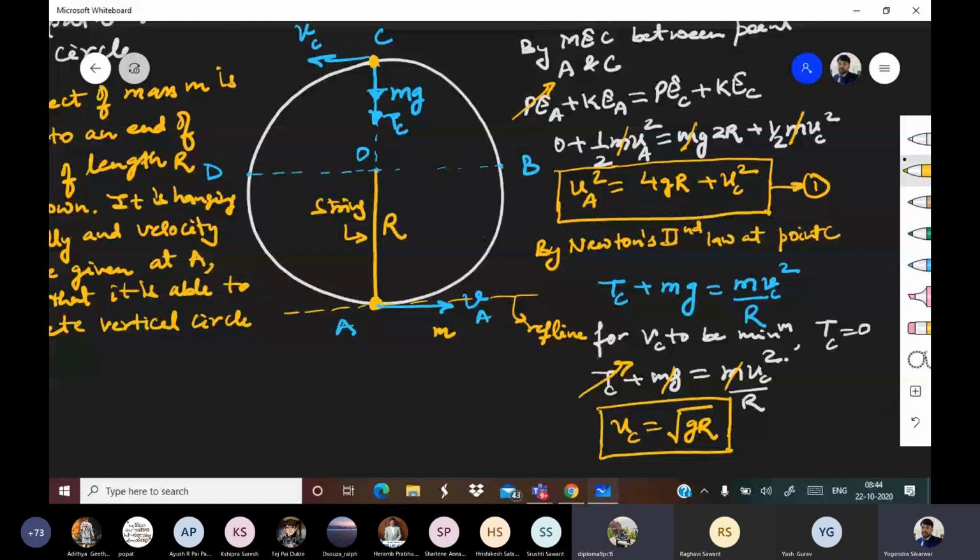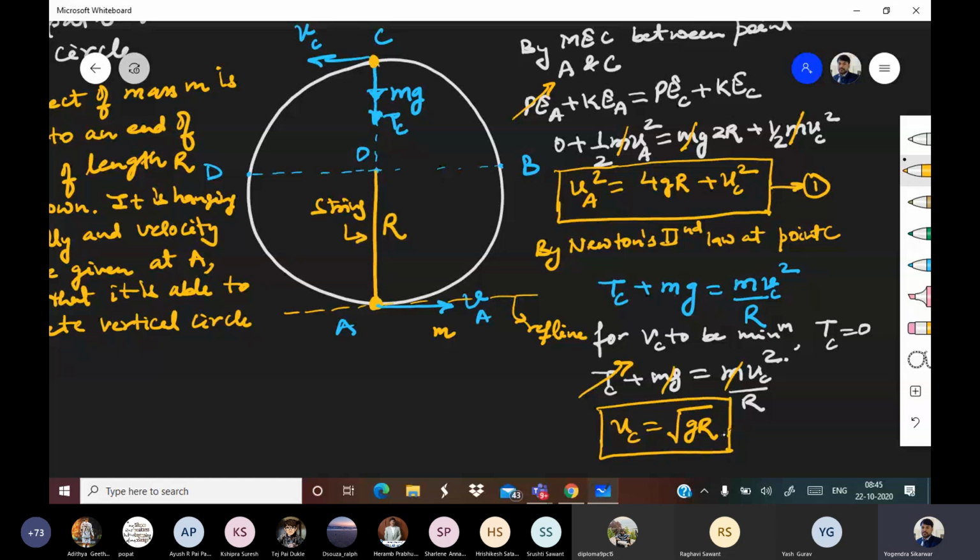Oh, okay, sir. I have written that also in words. Understood, sir. So for any object to move in a vertical circle, the minimum velocity at the topmost point has to be root gr. Okay.